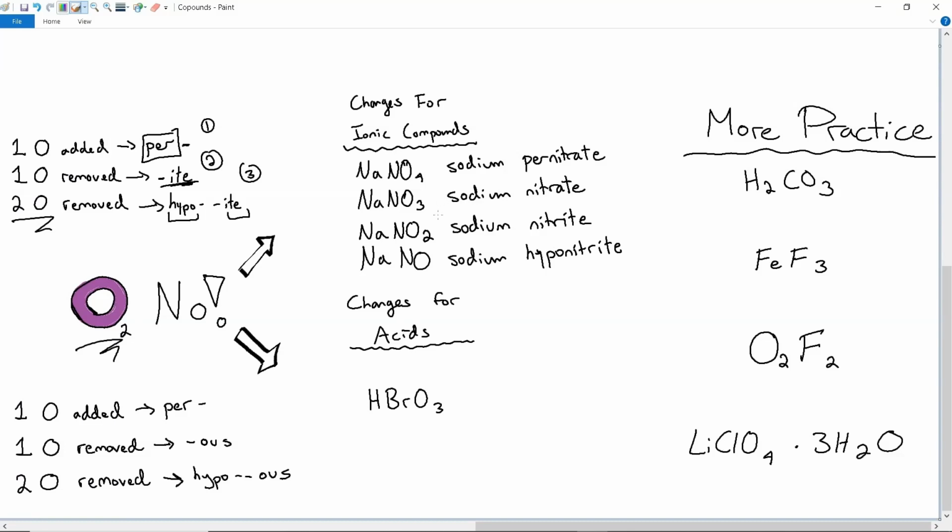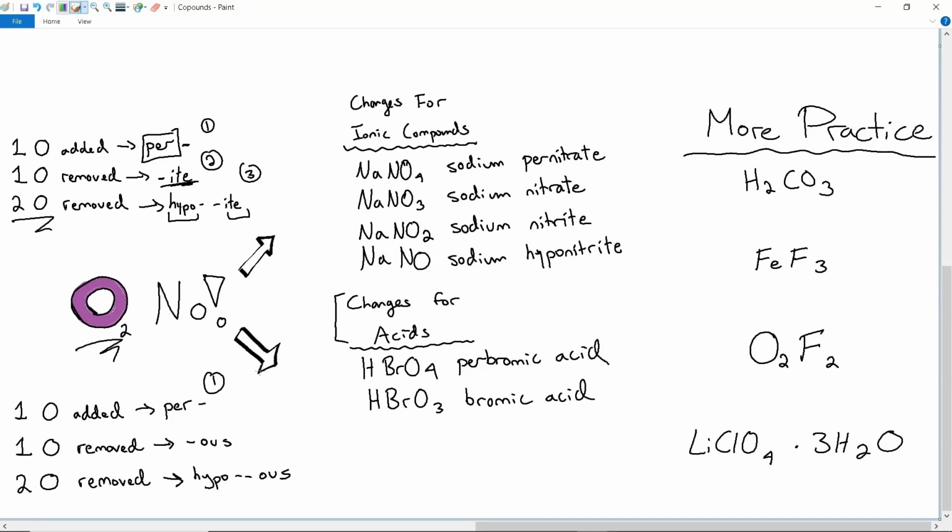We also have some changes to naming when it comes to acids with polyatomic ions. One more example, we've got a bromate polyatomic ion. So the normal name for this would be bromic acid. But we're going to make things interesting. We're going to add an oxygen to our ion. And based on the first rule here, with one oxygen added, we're adding the per prefix. So perbromic acid.